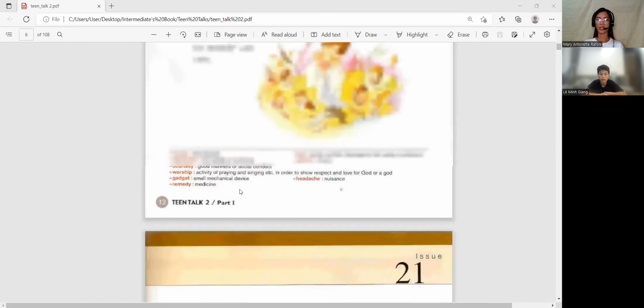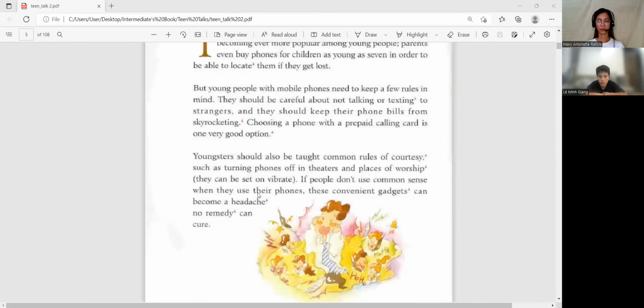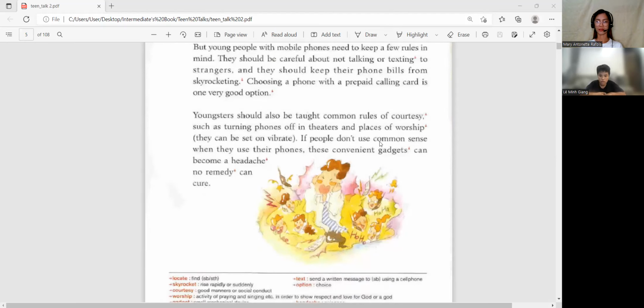Why do people have a headache? What did they do? If people don't use common sense when they use a phone, this convenience can become a headache. Yes, cool. This means that if we don't turn off our phones, people will have a headache and no remedy can cure it.